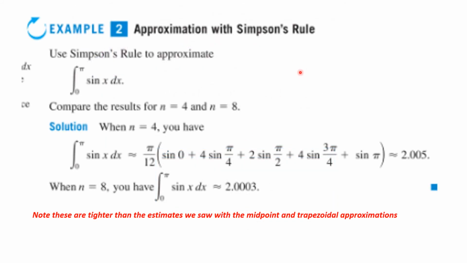It's more complicated, but let's see how it will work. As an example, we're going to go back to a problem we did before. This is the integral from 0 to pi of sine x dx, and we know that this is 2. But now we're going to use Simpson's rule for n equals 4 and n equals 8. When n equals 4, you get something very close to 2. When n equals 8, you get something even closer to 2. Notice that these are tighter than the estimates we saw with either the midpoint or the trapezoidal approximations.